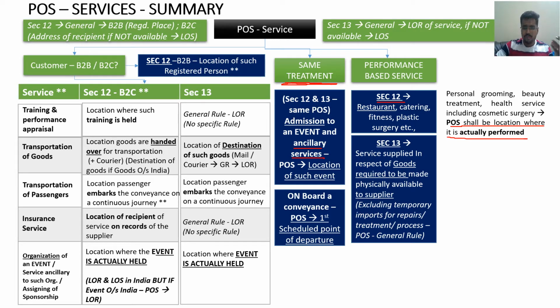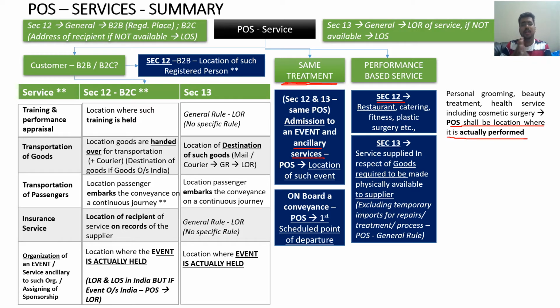So similarly, fitness, plastic surgery, cosmetic surgery, personal grooming, like say your makeup service or your pedicure, manicure, whatever the beauty related services, all these will follow the same principle. You need to see where the service is actually performed. That place will be the place of supply, my friends. Now this is in relation to section 12. That is when both of you are in India, for this particular set of services, the place of supply is determined based on where it is actually performed, right?